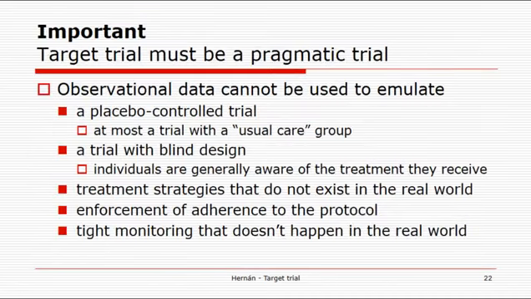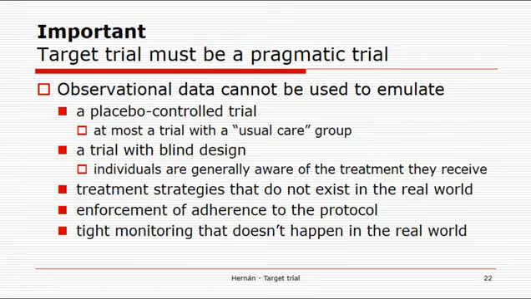Now, we use observational data to emulate it. Notice that when we use observational data, we are never going to be able to emulate, for example, a trial with a placebo control, because that doesn't exist in the data. We will compare treatment versus no treatment or some standard of care. But that's fine when the goal is to help make a decision for treatment versus no treatment or versus a standard of care.